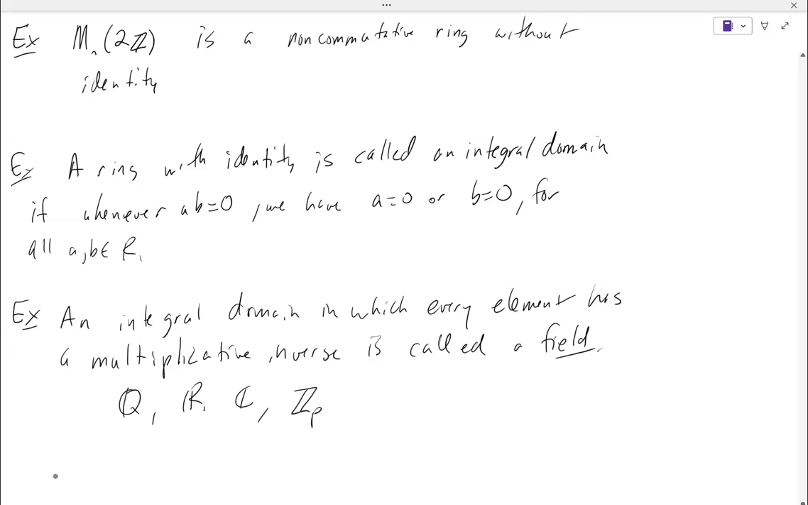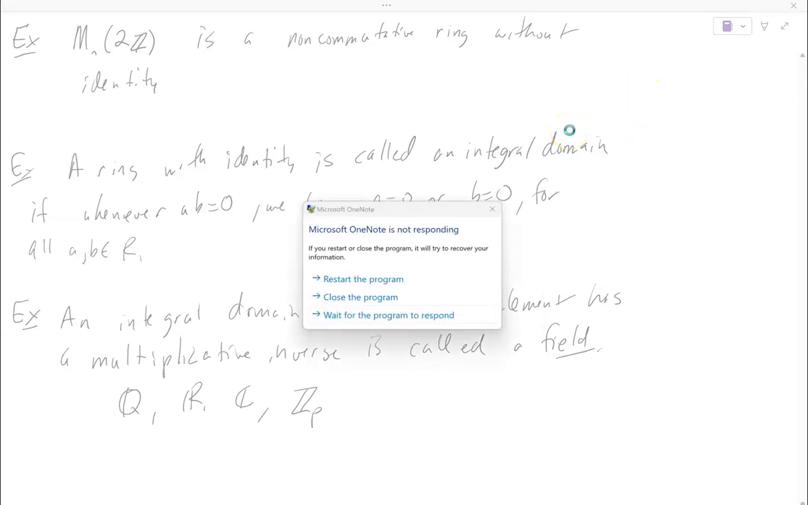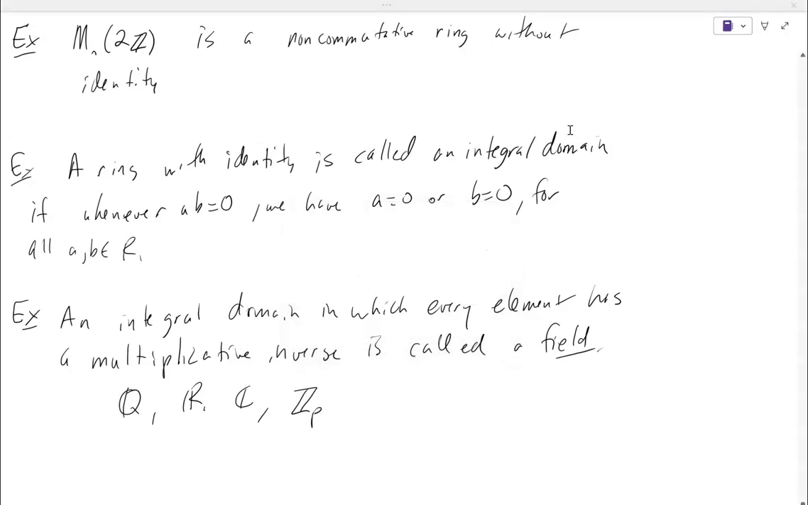And remember that why we have all of our... Oh, great. OneNote's not responding. That was weird.